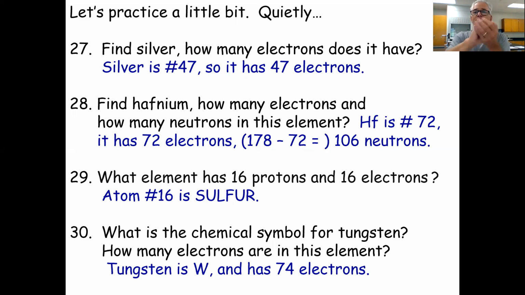Protons and neutrons make up the whole nucleus. If 178 is the mass and 72 are protons, what's left? 178 minus 72 is 106 neutrons. Element number 16, put your finger in the box. That would be capital S for sulfur. And tungsten is element number 74.